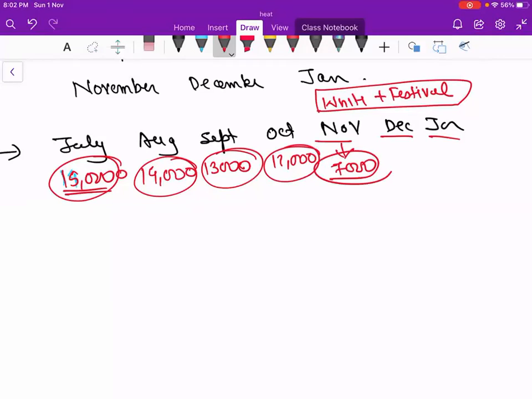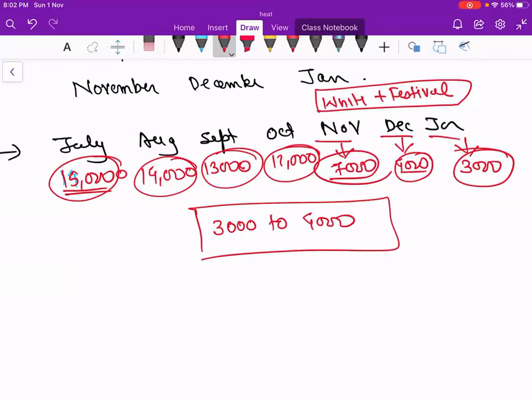This is sure. Why? Because this is a festival season plus there is winter. In winter everyone wants to enjoy the sleeping hours, and obviously Diwali is there, Durga Puja is there. Then December will come, the temperature will decrease, it will be now 4,000, and at last 3,000. Seriously, every year the students who actually give the examination are only 3,000 to 4,000. This is the actual situation I'm telling.